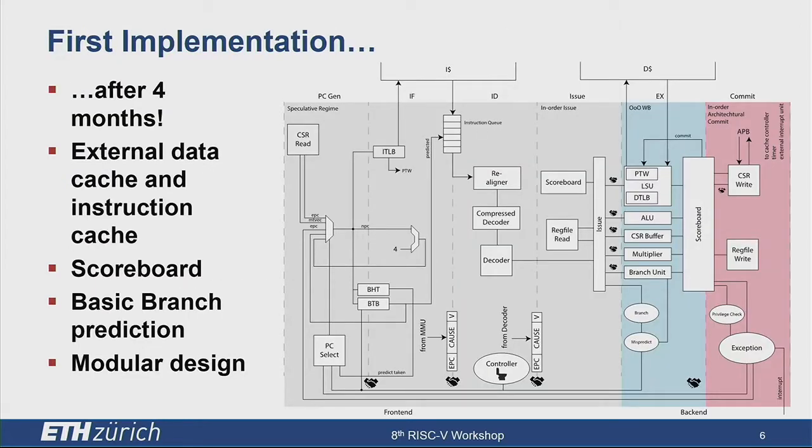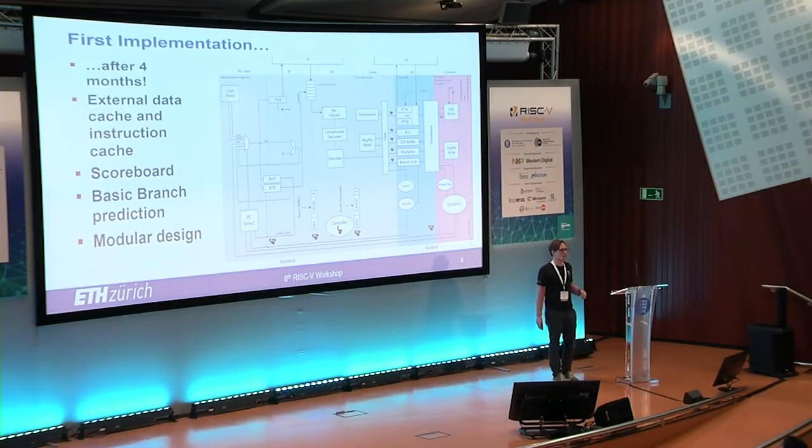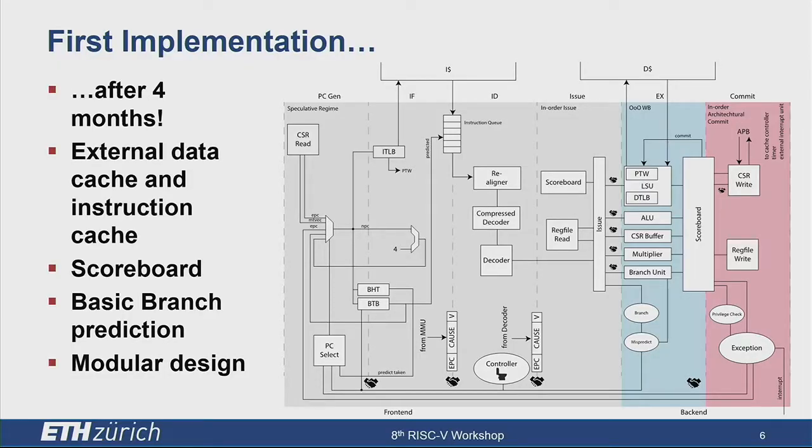So the first implementation was basically finished after 4 months. That is not to praise myself here with 4 months, but I think that is really the ISA design, that it is so simple that you could implement the whole base ISA and privileged ISA in just 4 months. Still at the time, the data and instruction cache were external, and as I said, we had some scoreboarding and basic branch prediction.